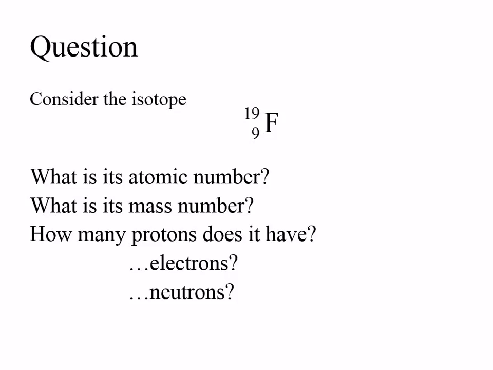So do you guys have these answers? We'll go around the room again, and we'll start over here with Logan. Okay, Logan, what's the atomic number of this fluorine? Atomic number is 9. Very good. Perfect.